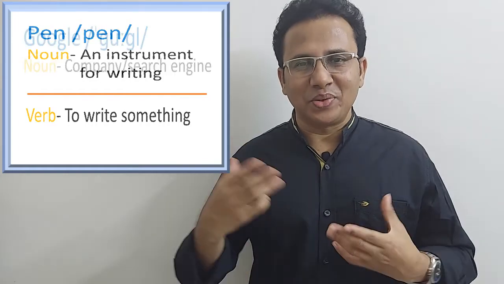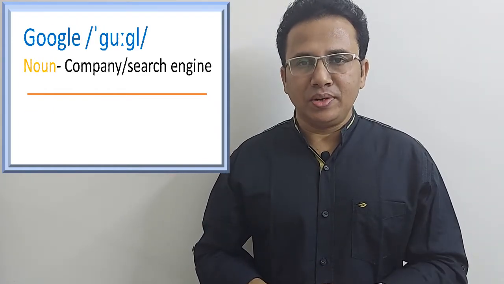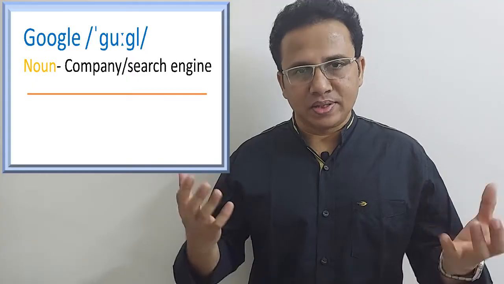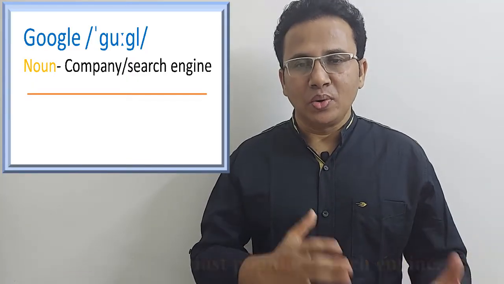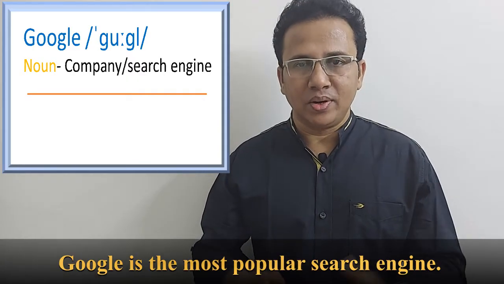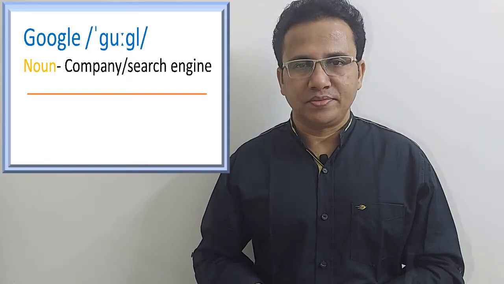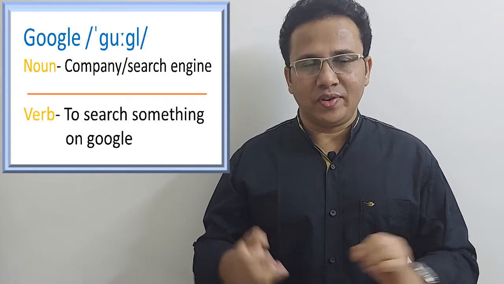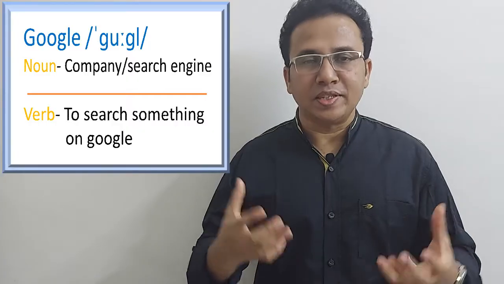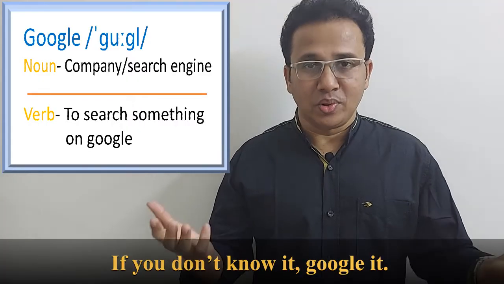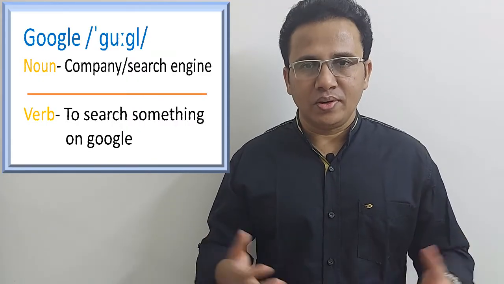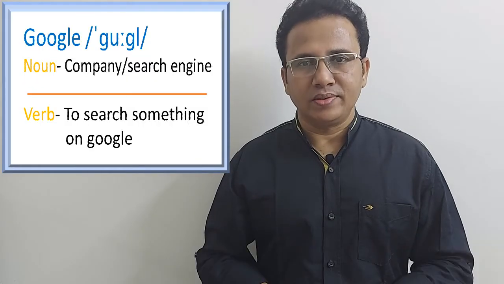And our last word is Google. We use it as a noun and that refers to the company or the search engine. For example, Google is the most popular search engine, or she works for Google. And when we use the word Google as verb, it refers to searching something on Google. If you don't know it, Google it. Or would you please Google this word for me?